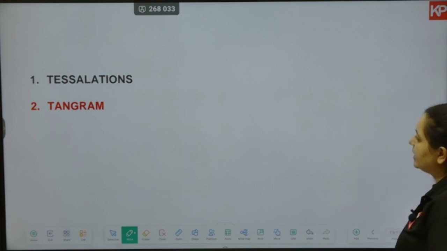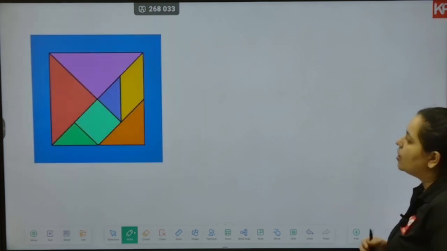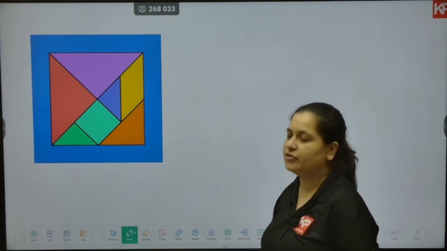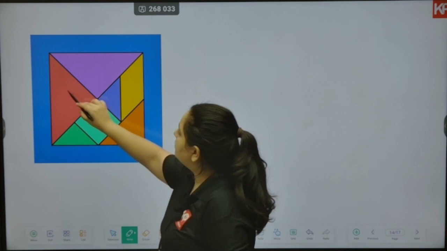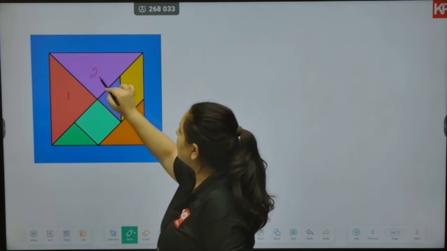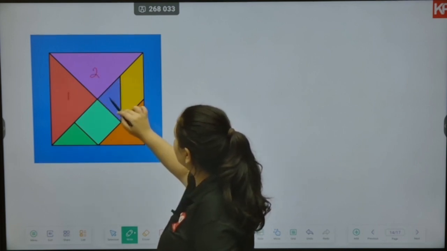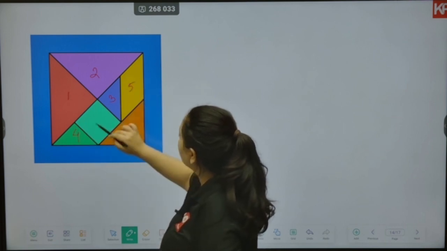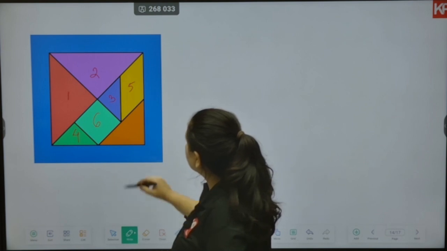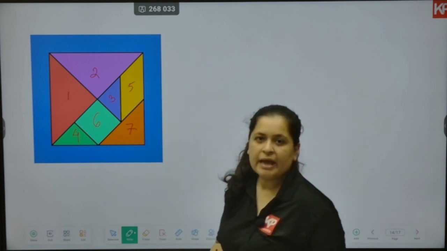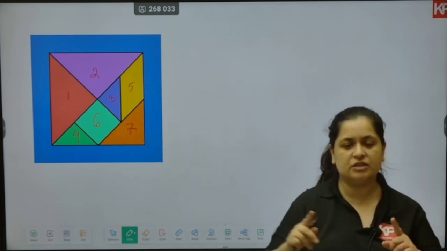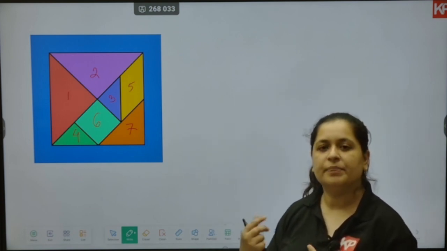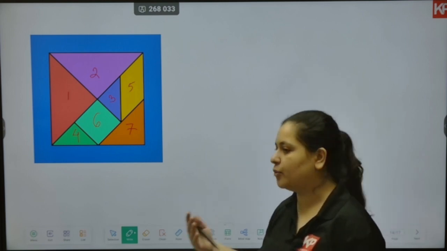Now let us move to the next type, that is tangram. What happens in a tangram is a square is divided into 7 further shapes. You get a big triangle, another big triangle, 2 small triangles, a parallelogram, a square and a medium shaped triangle. In tangram, you'll always find the square being divided into these shapes. So you can remember it to solve the tangram questions in your exam quickly.